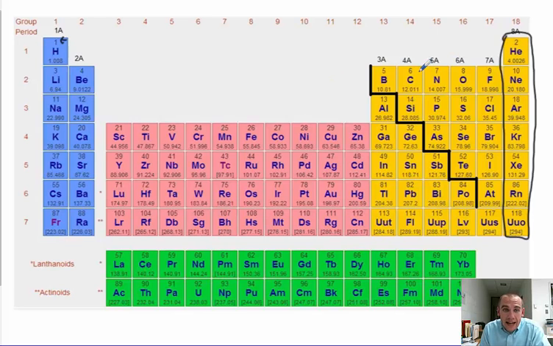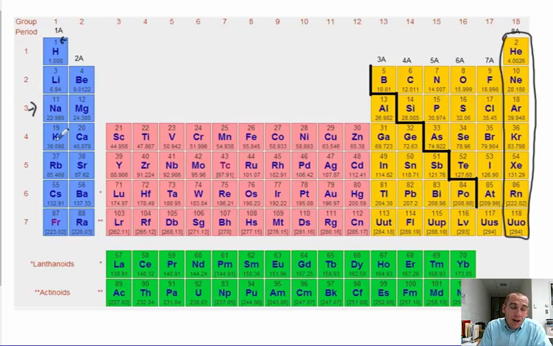The rest of the atoms are not like that. They don't have full outer energy levels, so they can actually react. They can change. They can form what we call chemical bonds. And we're going to take a look at chemical bonds in this section. So let's start by looking at a sodium atom.